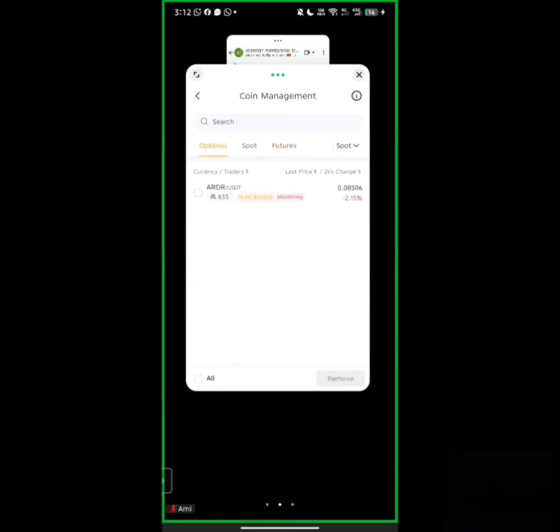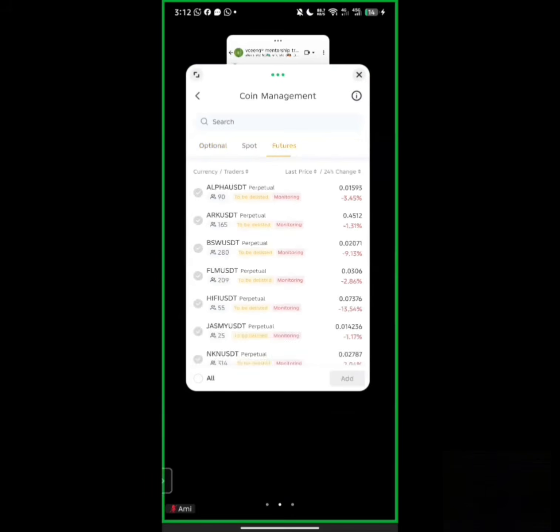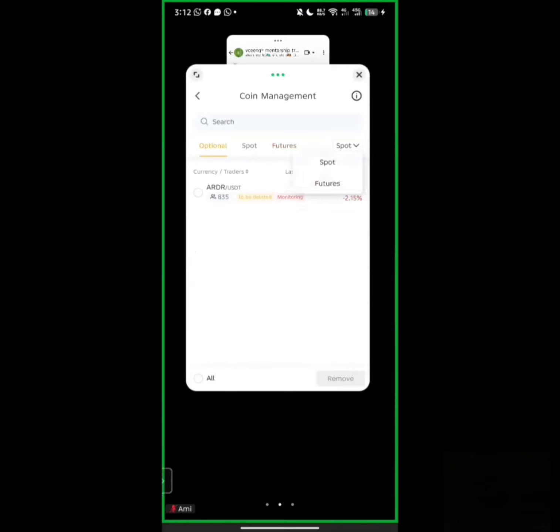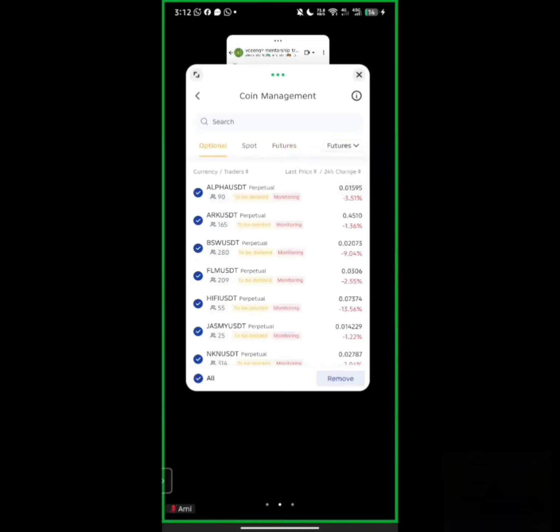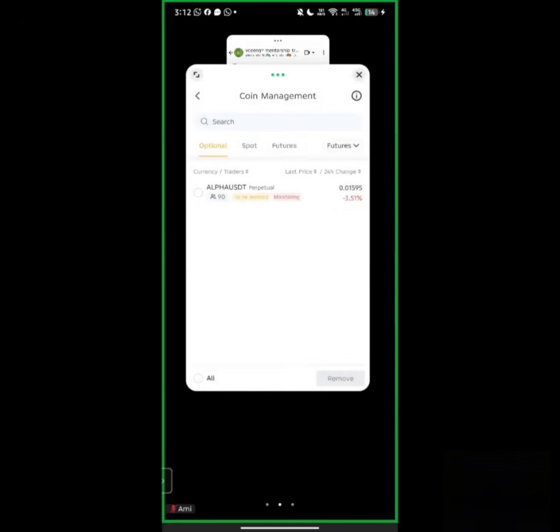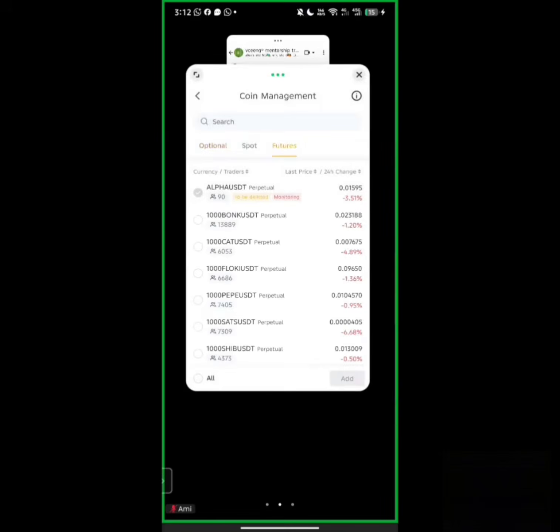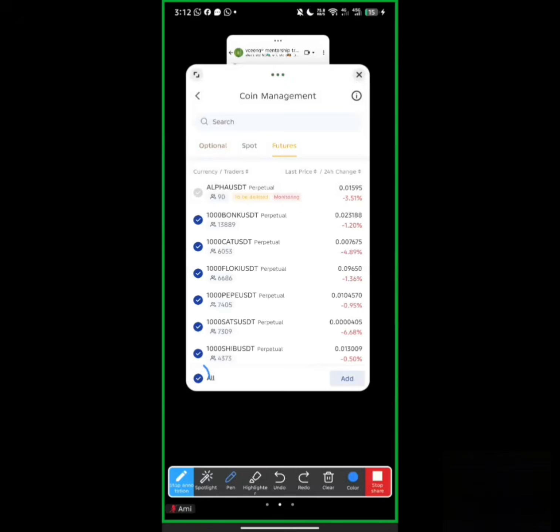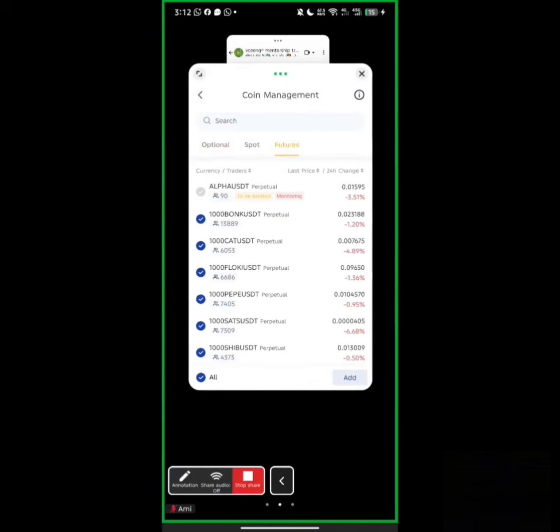Okay, the optional has only removed the coins in sports. Let me remove the ones in futures as well. Now I've removed the ones in futures. Futures coins have been removed. Now I'm going to click on futures again. Then I've clicked on all. You can see now that it has marked. It has marked after I've clicked on all, and now you click on add. So I click now on add. Now you can see that all the coins have been added.